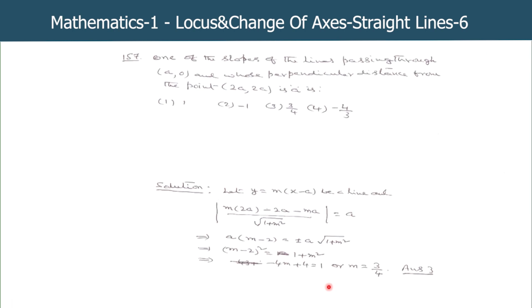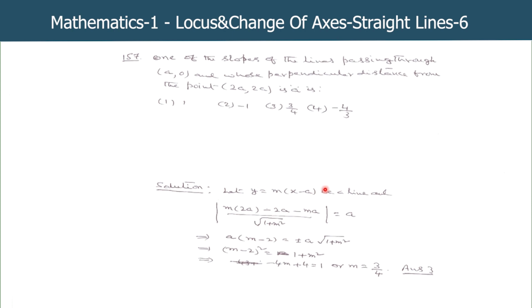Question 157. One of the slopes of the lines passing through the point (a, 0) and whose perpendicular distance from the point (2a, 2a) is a. So, suppose y is equal to m into (x minus a) be the line. Any line passing through (a, 0), you can take as y minus 0 is equal to m into (x minus a).